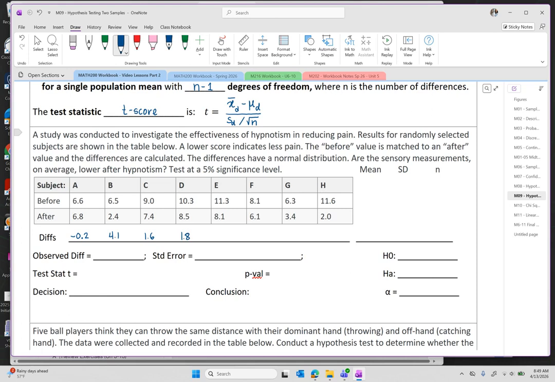For subject E, 11.3 minus 8.1, the difference is 3.2. For subject F, it is a 2.0. For subject G, 6.3 minus 3.4 is a 2.9. And for subject H, 11.6 minus 2.0 is a 9.6. And what we want, or what the Art of Stat will give us when we use our technology, it will calculate the mean, the standard deviation, and the count for all of those. For the before data, for the after data, and for the variable of interest that is the differences.